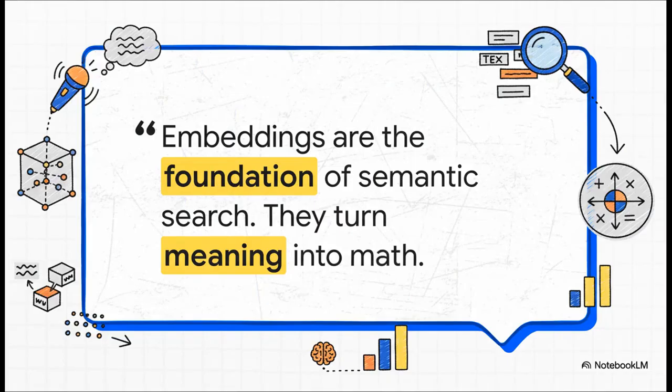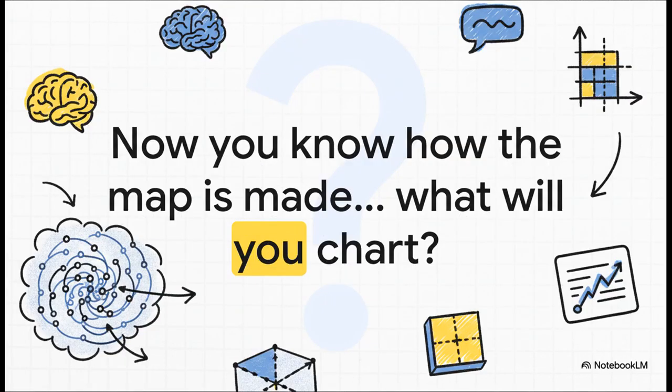So, after all that, what's the big takeaway? If you remember just one thing from this, make it this. Embeddings are the absolute foundation of modern semantic search, of recommendation engines, of so much of what we call AI today. They are the engine that finally lets us turn that fuzzy human concept of meaning into cold, hard, and incredibly useful math.